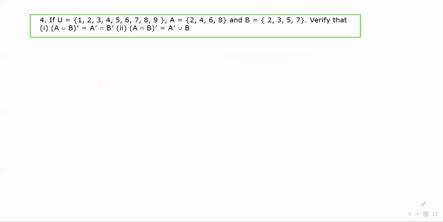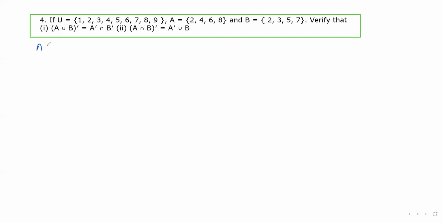Next. Universal set, A and B are given. You have to verify these. Now it's not mentioned that you have to verify these by a Venn diagram or by directly placing the values. So we'll directly place the values. The Venn diagram question will be covered further.